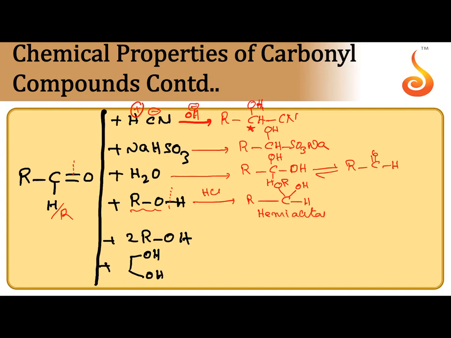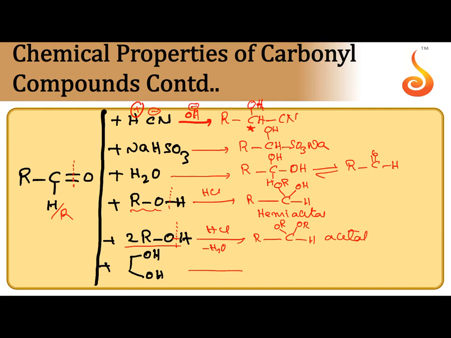Hemiacetal. If 2 moles of alcohol are added in the presence of dry HCl, the 2 hydrogens of the 2 alcohols and the oxygen are removed in the form of H2O. So on the same carbon, 2 alkoxy groups are attached. This is gem dialkoxy. On the same carbon, if 2 alkoxy groups are there, we can take it as gem dialkoxy alkane. This is called acetal. If it is obtained from a ketone, it is called ketal.